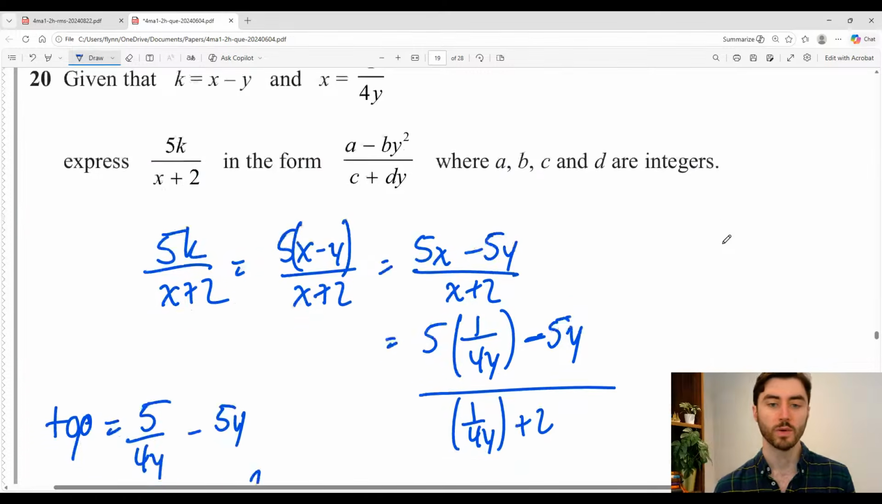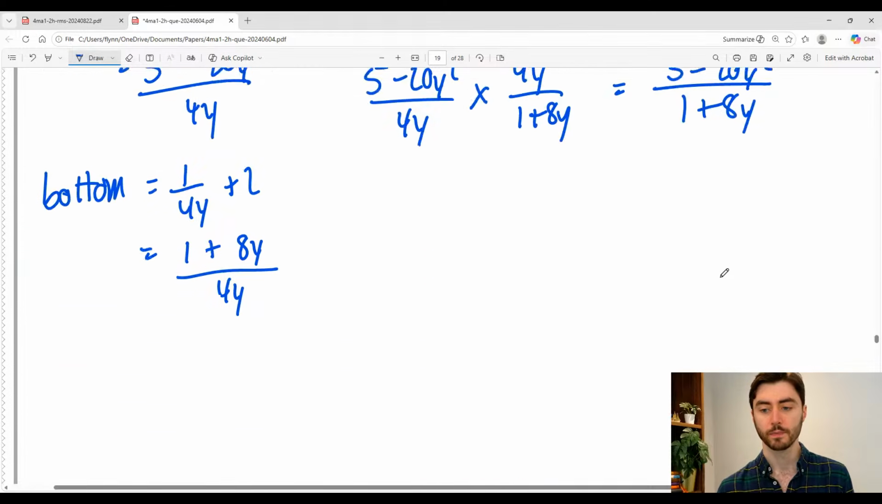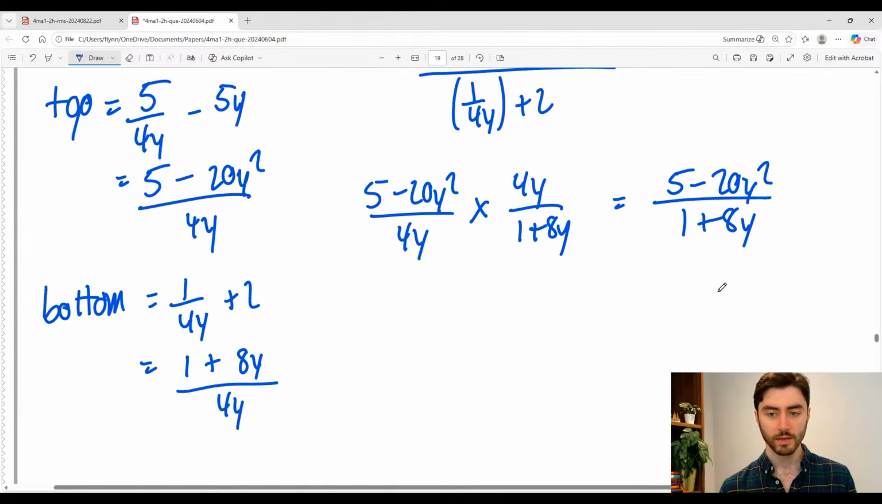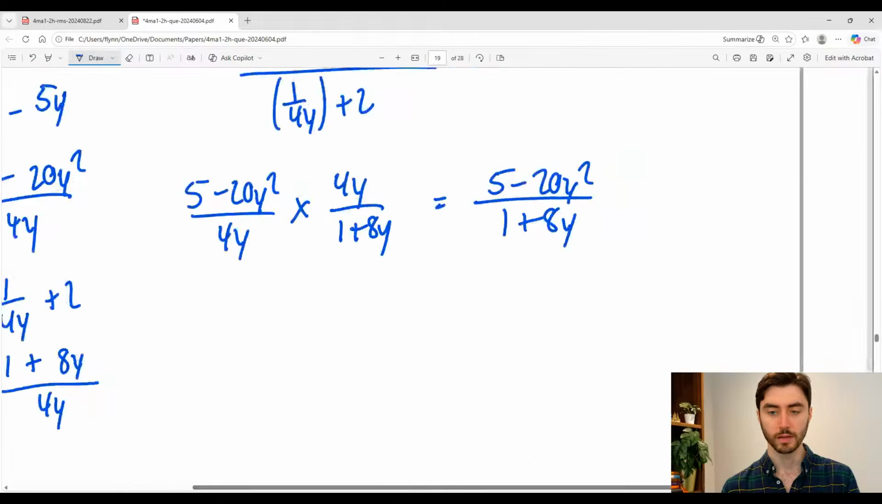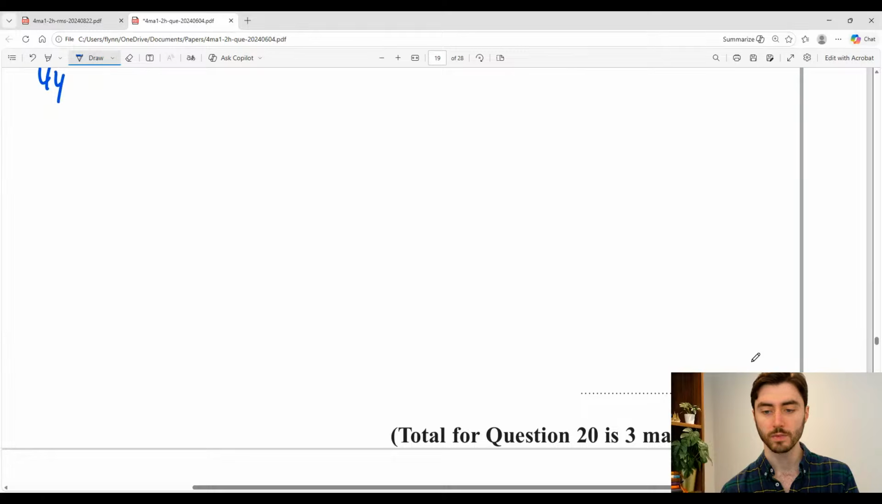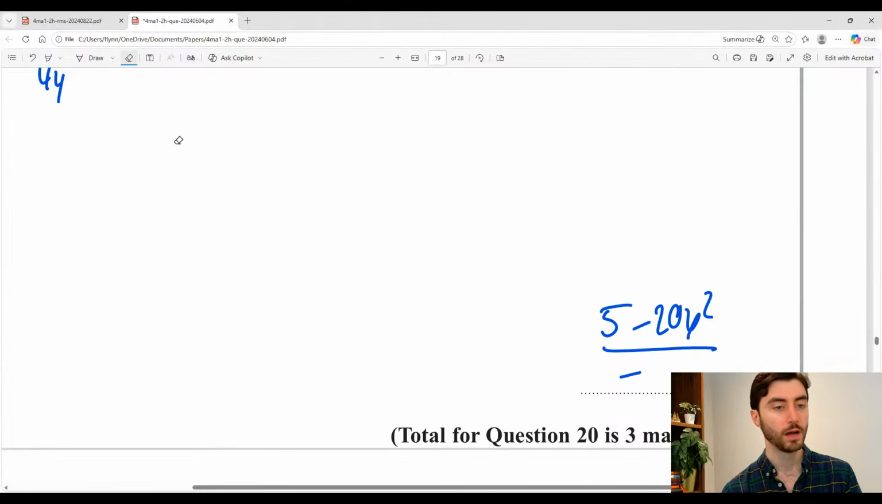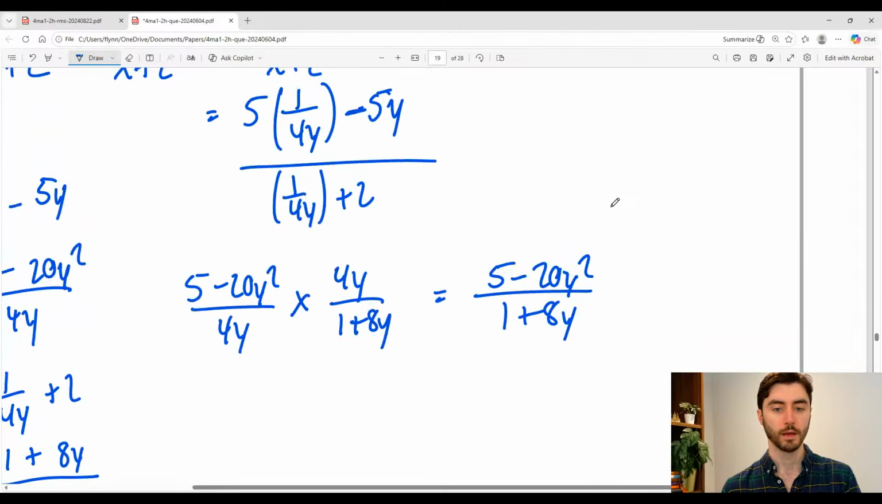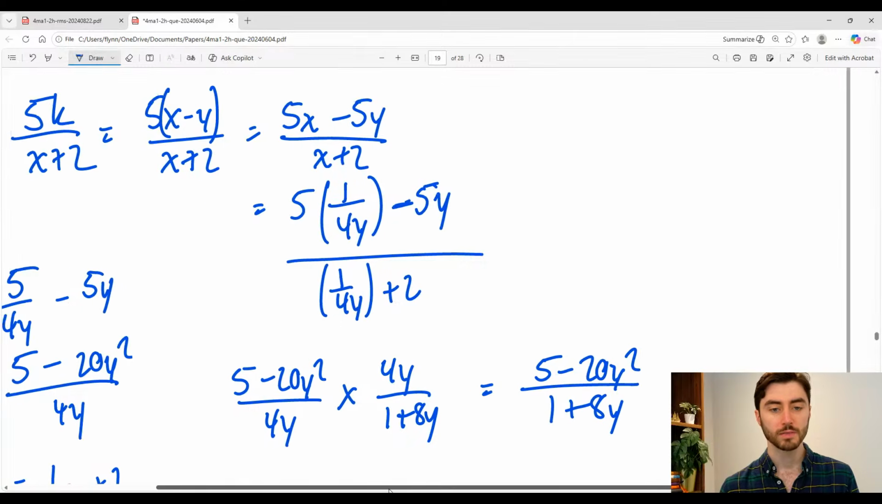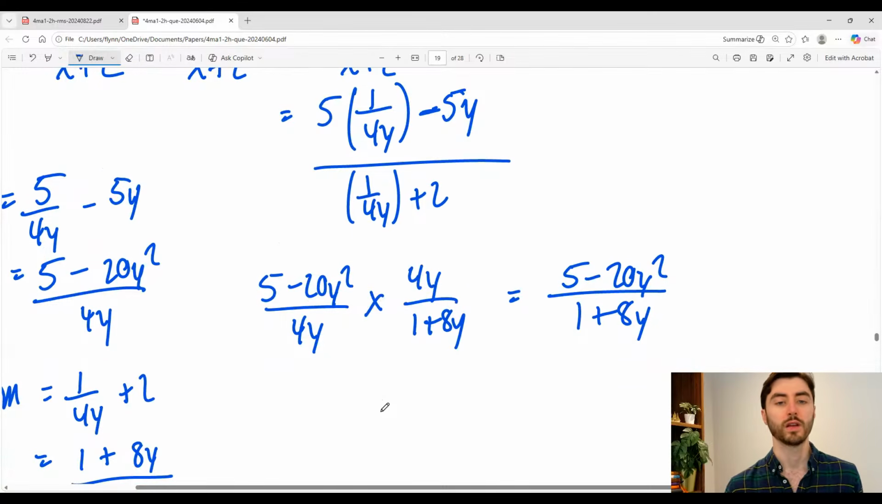Is this in the form they wanted? Yes, it is. So 5 minus 20y squared all over 1 plus 8y. Okay.